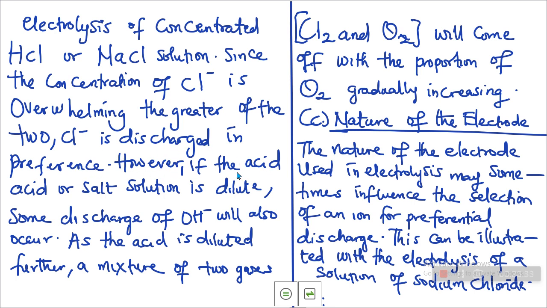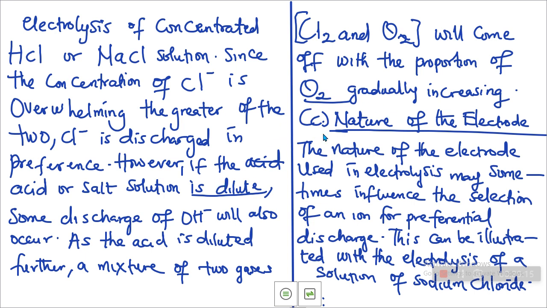However, if the acid or salt solution is dilute, some discharge of OH minus will also occur. As the acid is diluted further, a mixture of two gases, Cl2 and O2, will come up, with the proportion of O2 gradually increasing. So adding water to the concentrated NaCl or HCl means we are diluting it, so Cl minus will not discharge again. It is OH minus that will be discharging, and when OH minus discharges, it leads to the evolution of oxygen.